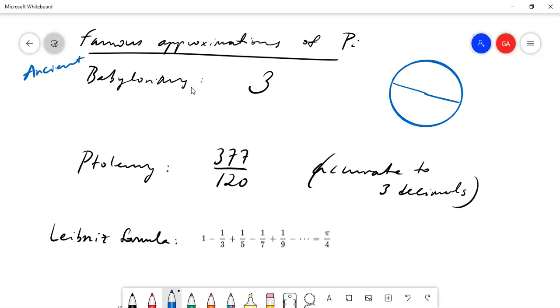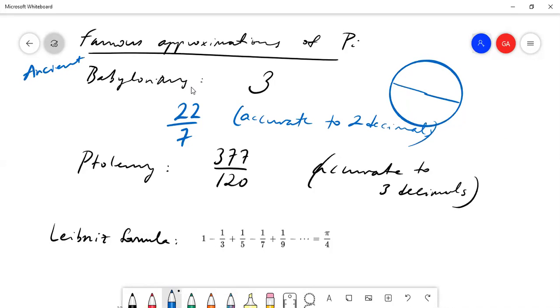Then Ptolemy, who was much later, a great astronomer and mathematician, came out with this ratio. Earlier ratios were like 22 divided by 7. I have a feeling many of you might have used this. I think it gives pi accurate to 2 decimal places. Accurate to 2 decimals. But it's not quite there.